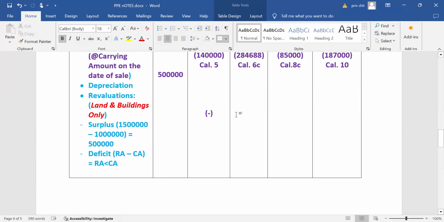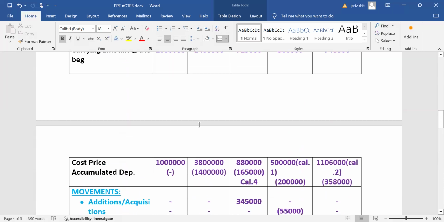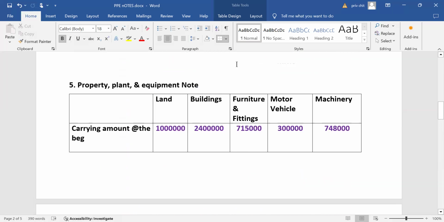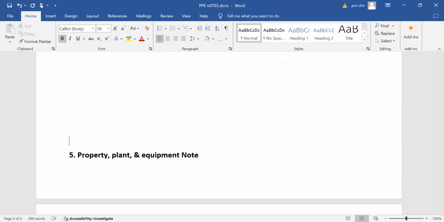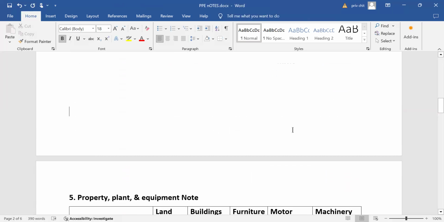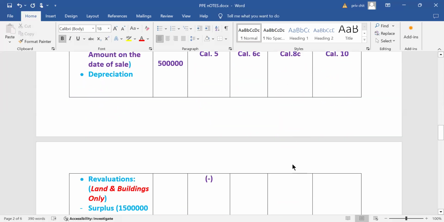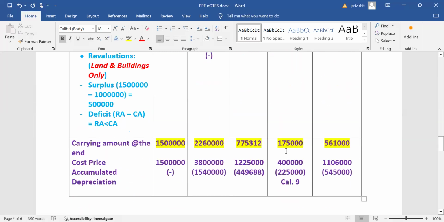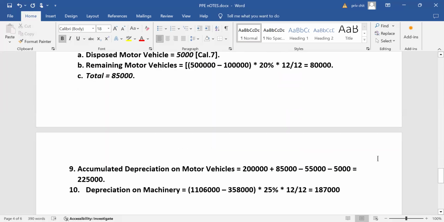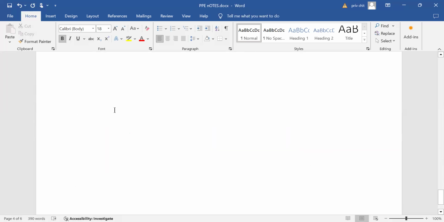Remember, all of these are carrying values for the different respective assets of the organization in its property, plant, and equipment note. So you need to aggregate the carrying values at the end of the year. Why? Because that's what you disclose. The total is what you disclose in the statement of financial position as property, plant, and equipment. So what do I mean?